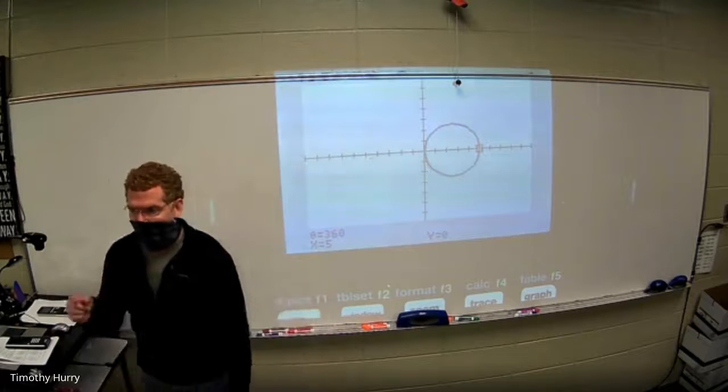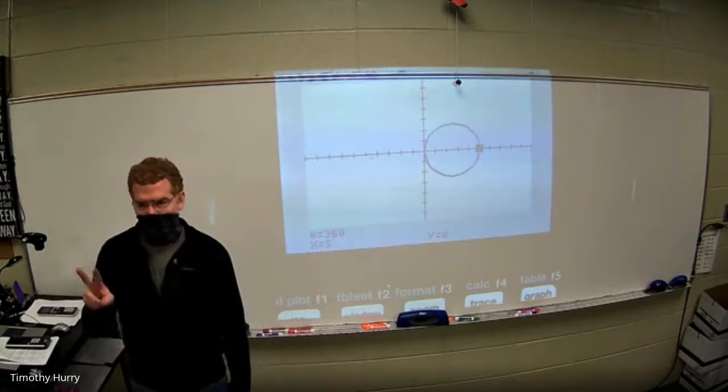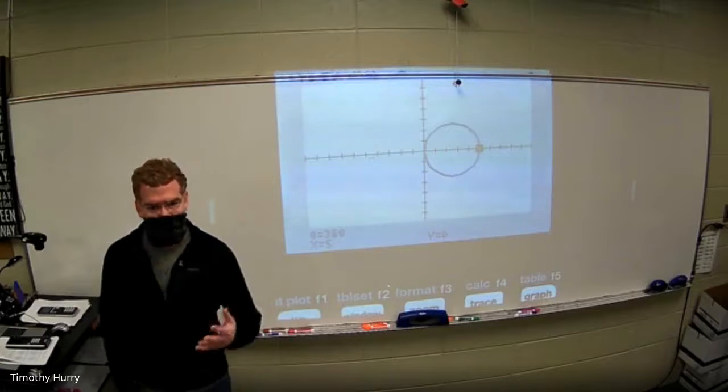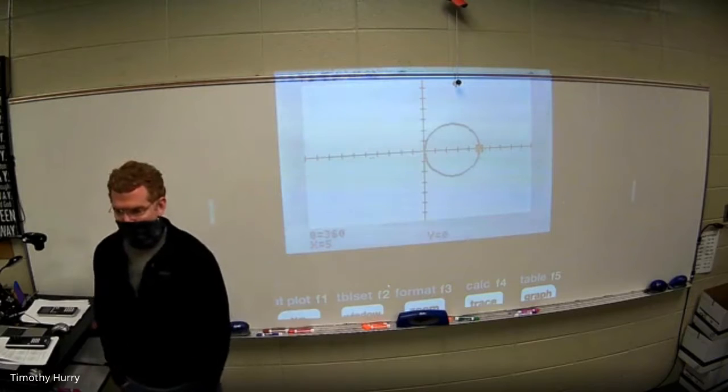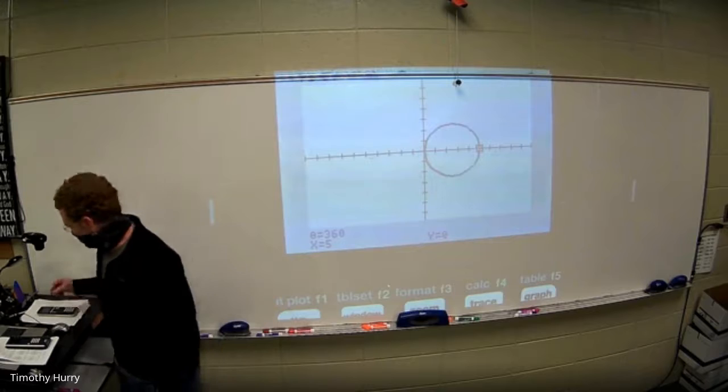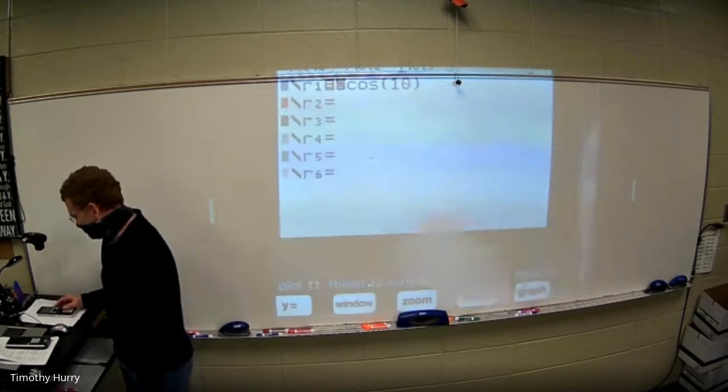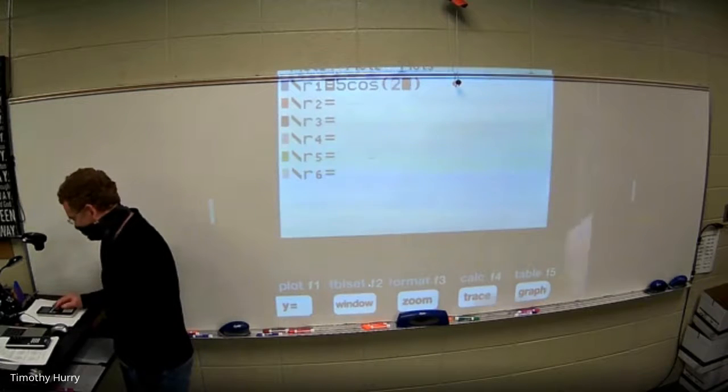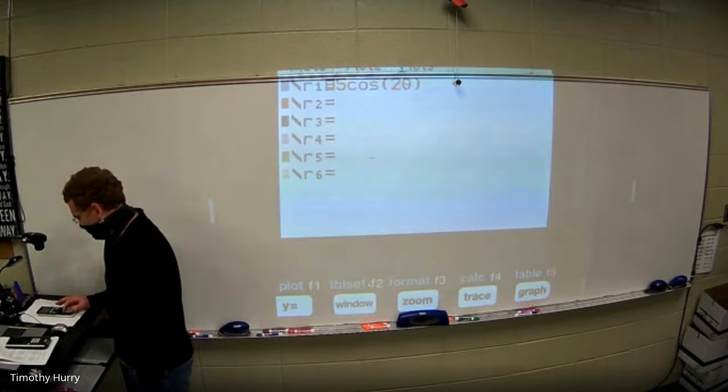Okay, now what happens if I change it to 2 theta? Anybody got any guesses? You have more petals? Let's take a look. And this is going to throw you maybe a little bit. I'm going to change it to 2. I'm also going to make that 5, 6, make it a little bit bigger. Here we go.